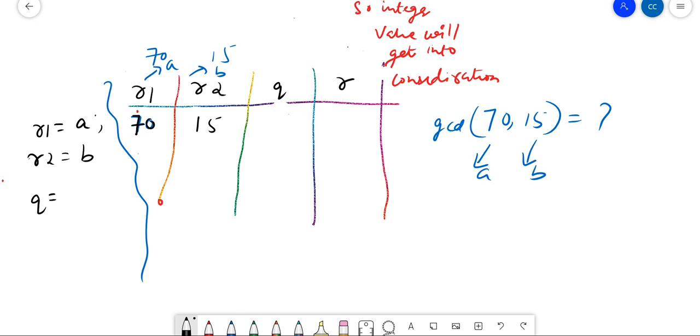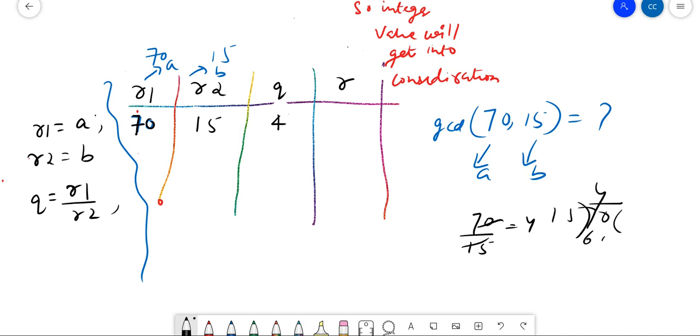Q is R1 by R2, so 70 divided by 15. 15 fours are 60, so the quotient we will get is 4. Now the remainder, how much? 10 we are getting, so just write 10 here.